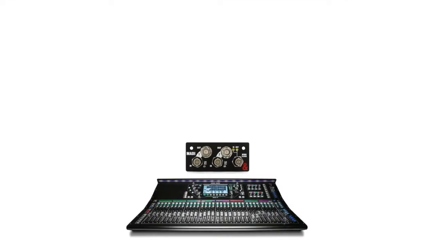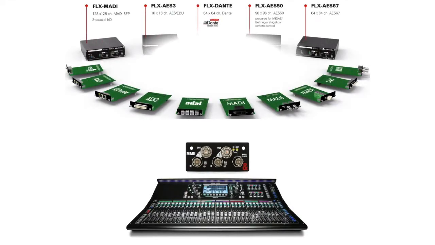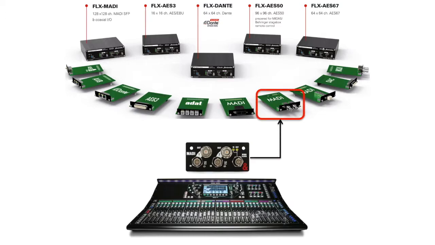So if you have a MADI card in your console, you essentially will go ahead and run that MADI to your aux card. That aux card will be inserted into the back of the Flexiverter Dante, and now you'll have your solution.